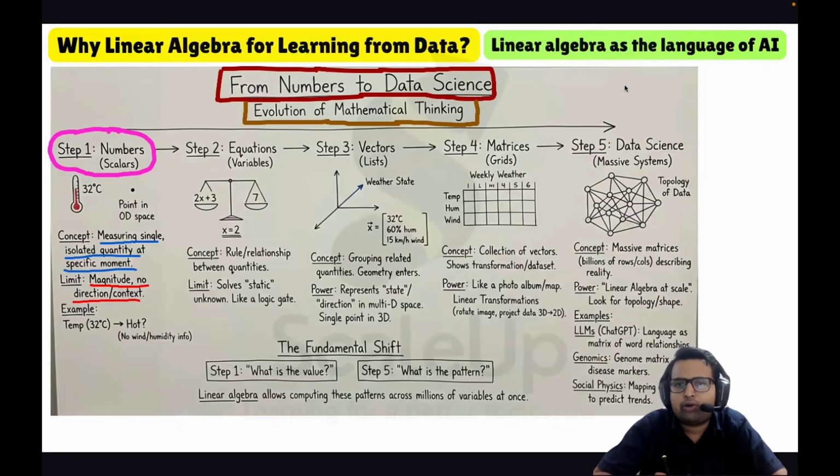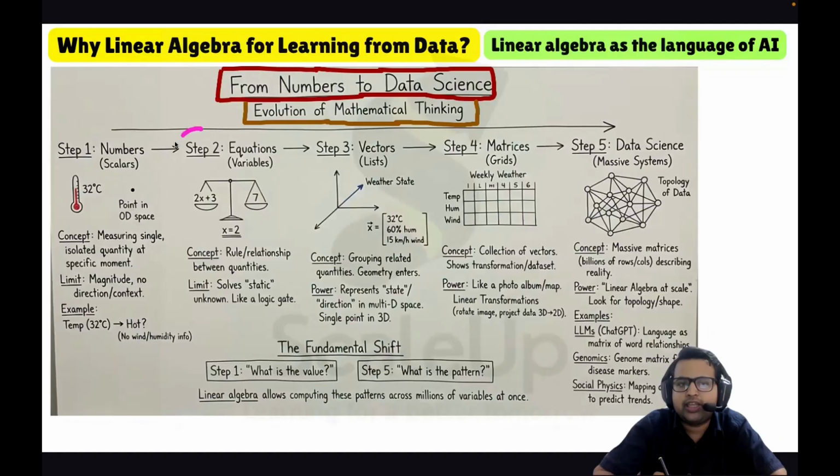For example, if I say the temperature is 32 degrees Celsius, we are measuring the temperature with a single isolated quantity, 32. This number gives us an idea about how hot it is, but it tells you nothing about the wind, humidity, or how the weather is changing. So that is what numbers are. We started our mathematical thinking by measuring objects, and to measure objects we just dealt with numbers, the scalars, single isolated quantities.